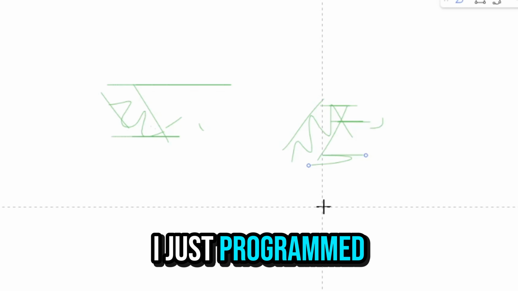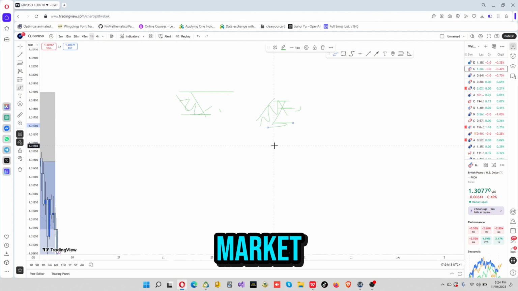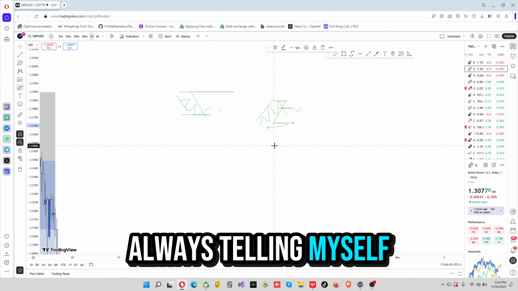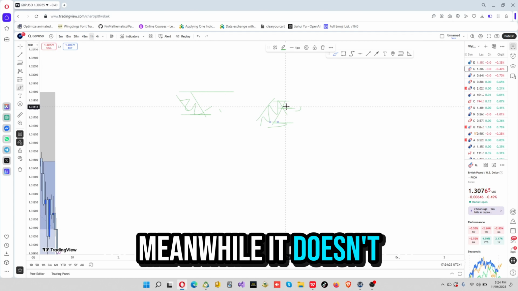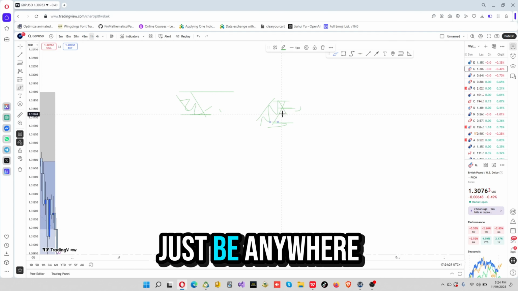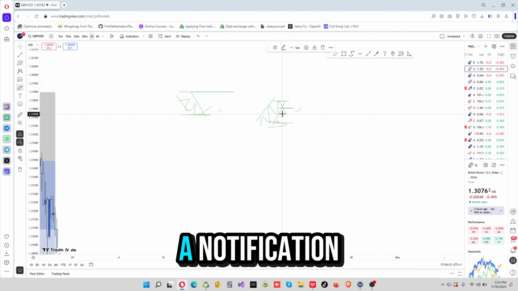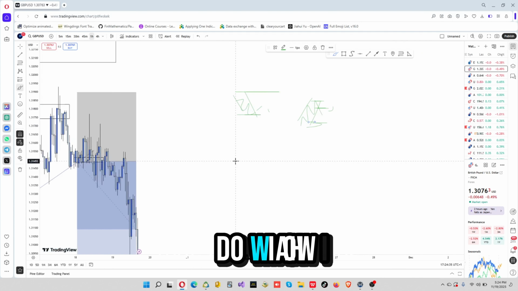I just programmed it first off because it gives me an objective way to look at the market. I don't come around and I'm always telling myself, oh, this fits, this fits. Meanwhile, it doesn't fit. Another thing is that it saves me time. So I can just be anywhere in the world and I get a notification, I enter the trades. So that's how I do mine.